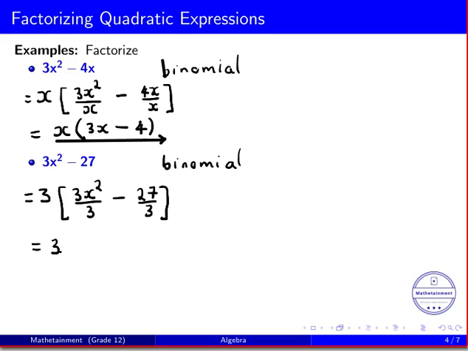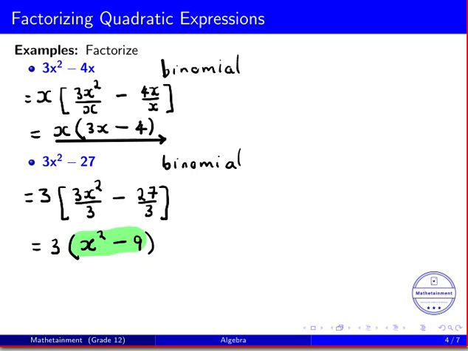So now I have 3 times 3x squared over 3. I'm left with x squared minus 27 over 3, that is exactly 9. Now that's already a single term. One factor is 3, another factor is x squared minus 9. So that is already a single term. However, it looks like we can go further with the second factor there, which is x squared minus 9.